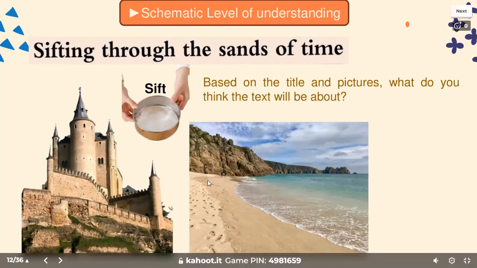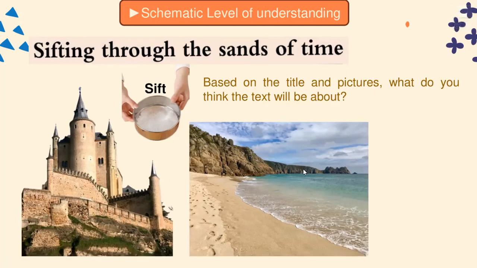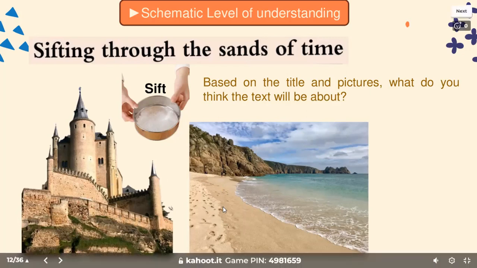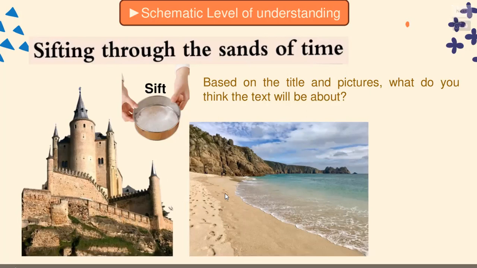And here we have the picture on the right. What do we have? Beach, sea view. Ah, beach. Okay. Now, what relationship can you establish between the beach and the castle? Maybe the castle has a sea view. Maybe. Okay, good. Maybe the castle is on an island.